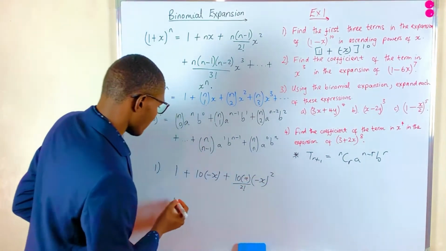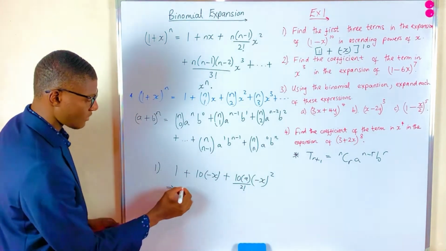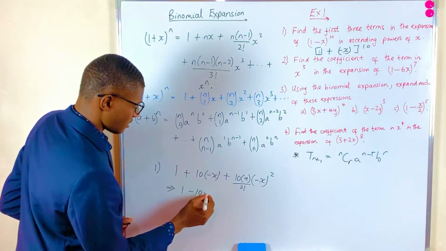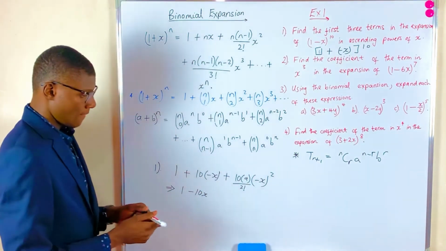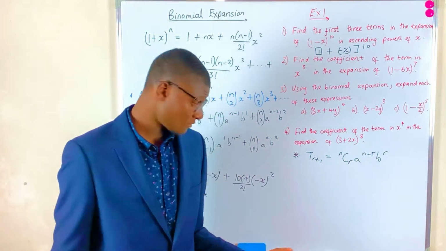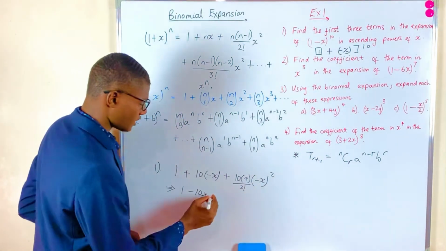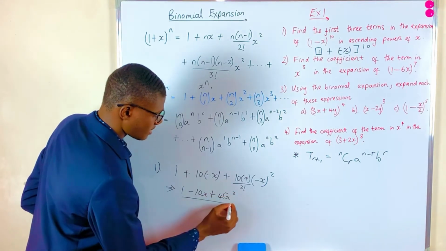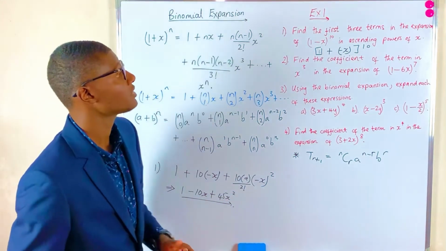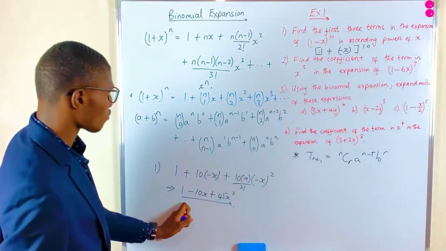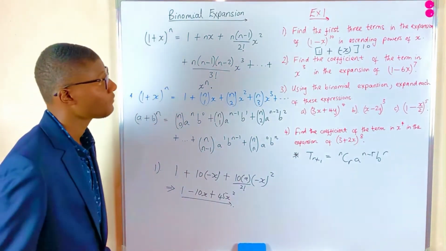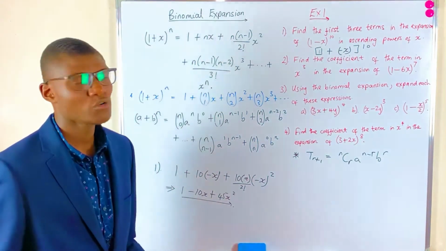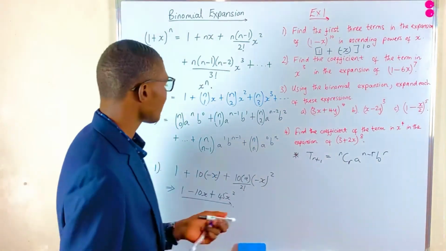Then we're squaring that. Now if we simplify that, we get 1 minus 10x, because 10 times minus x is minus 10x. Then 90 over 2 is 45, and 45 times x squared is plus 45x squared. So this is the answer for the first part. The first 3 terms are in ascending powers: x to the power of 0, x to the power of 1, and x to the power of 2. Now let's move on to the second question.